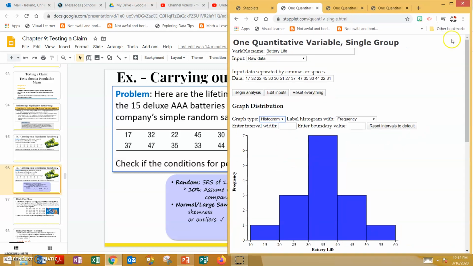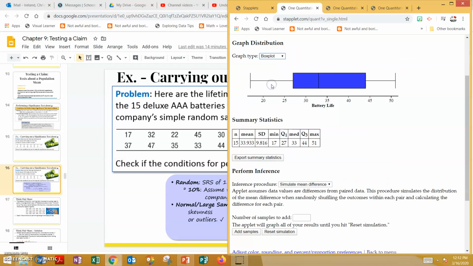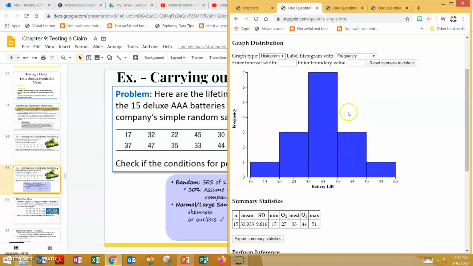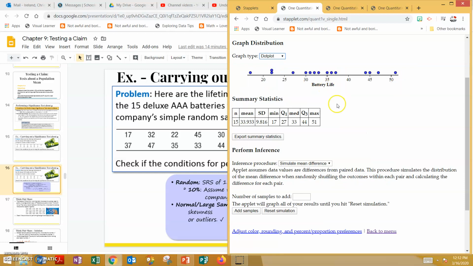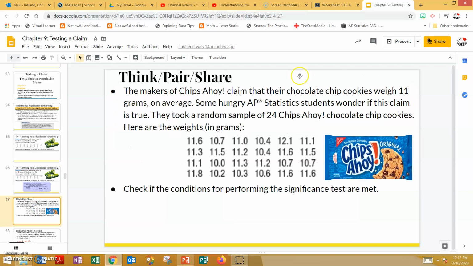As you can see, nothing unusual about that sample. There are no outliers. If you look at the box plot, same thing here. Looks roughly symmetric. More than roughly symmetric, it looks approximately normal, but again, we're looking for any strong skewness or outliers. Looks good to go. So our conditions are met. Pass on all three.